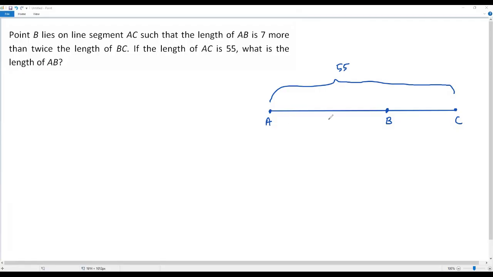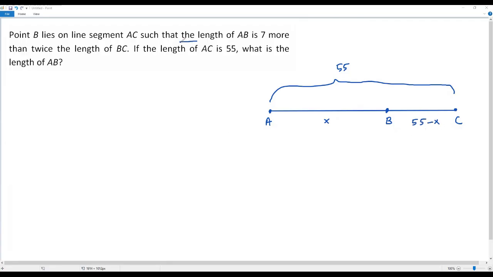So we can assume X as the length of AB. Then what is the length of BC? To get the length of BC, we have to subtract the length of AB, that is X, from the length of AC, that is 55. Then 55 minus X is the length of BC.